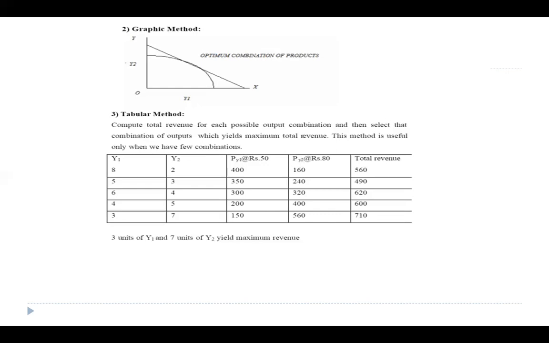So maximum revenue is obtained at which combination? Where Y1 quantity is 3 units and Y2 quantity is 7 units. So this is your conclusion obtained through which method? Tabular method. By using tabular method, you can predict that if you go on taking the production of 3 units of Y1 and 7 units of Y2, at that combination you can yield maximum revenue in farm business.